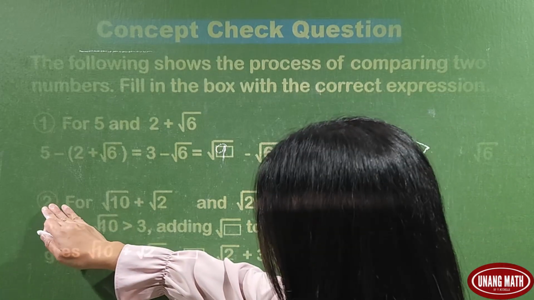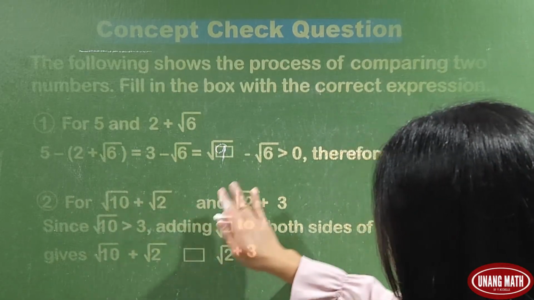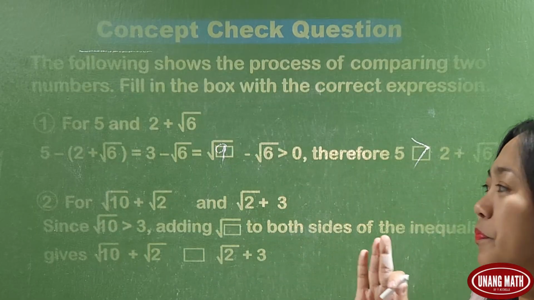Okay, what about the second one? Square root of 10 plus square root of 2. Let's compare this number to square root of 2 plus 3.